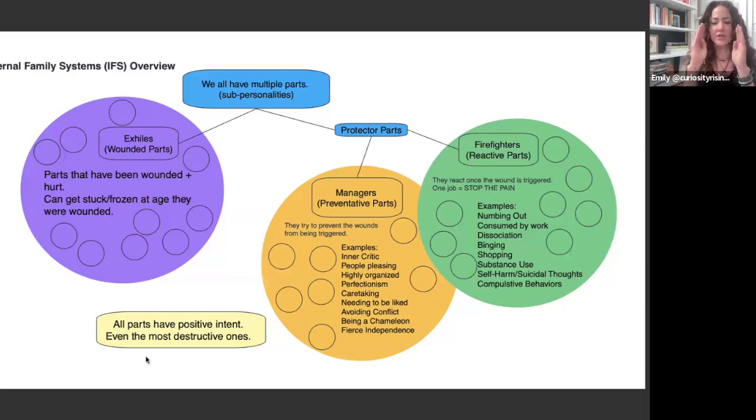And then you get so tunnel vision focused on that, you don't see that, oh, I'm actually not a 7-year-old anymore. I'm actually a 37-year-old, and things look different. I have different resources. I have different tools. I don't have to act in this way anymore. But our part doesn't know that.